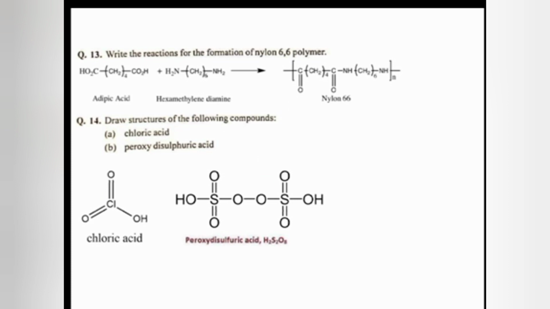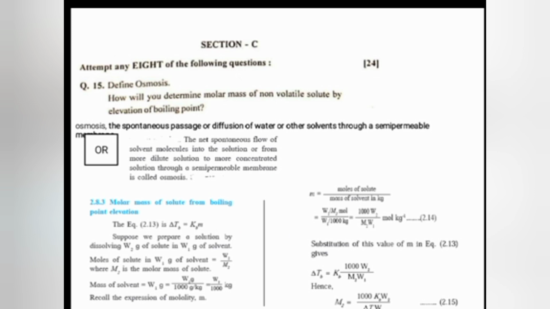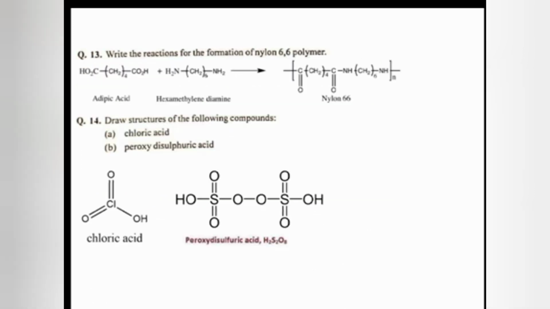Write the reaction for the formation of nylon 6,6. This is very important. They have prominently asked this question in the last 8 to 10 question papers. Adipic acid reacted with hexamethylenediamine. A peptide linkage is formed, giving nylon 6,6. After every 6 carbons there is a repetition of this bond. So this is nylon 6,6.